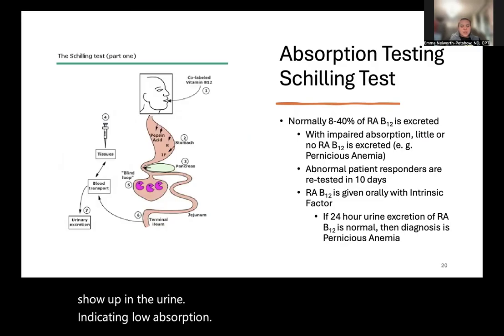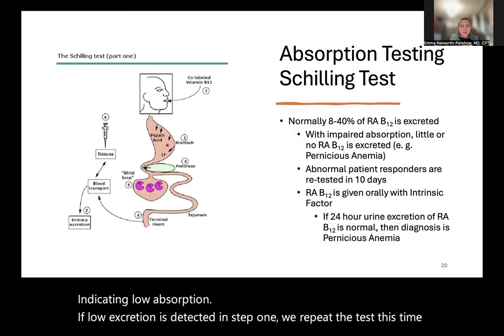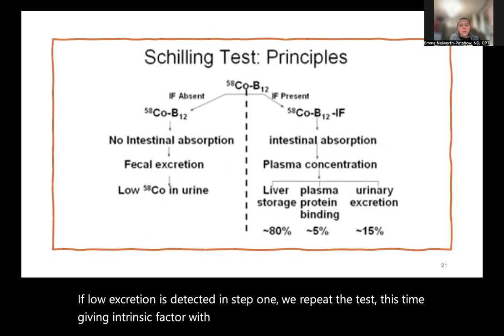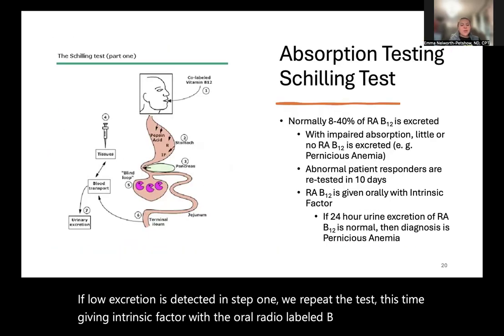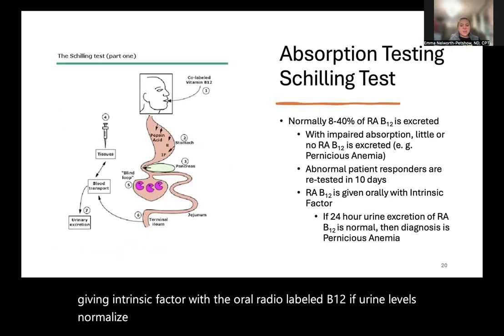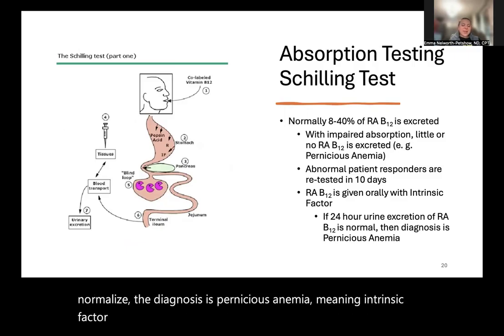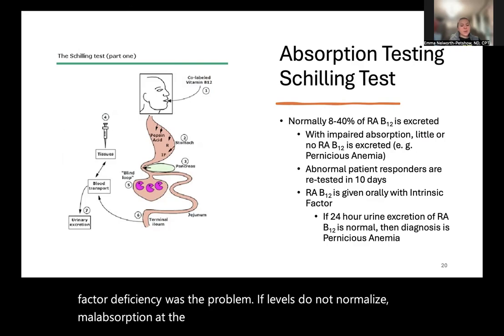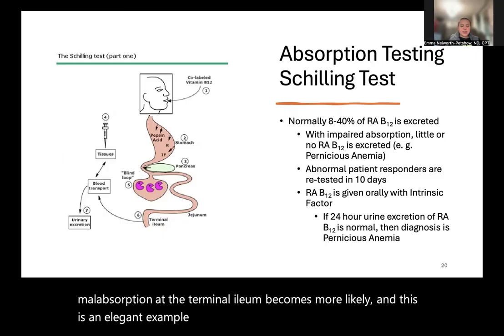If low excretion is detected in step one, we repeat the test, this time giving intrinsic factor with the oral radio-labeled B12. If urine levels normalize, the diagnosis is pernicious anemia, meaning intrinsic factor deficiency was the problem. If levels do not normalize, malabsorption at the terminal ileum becomes more likely, and this is an elegant example of functional diagnostic sequencing.